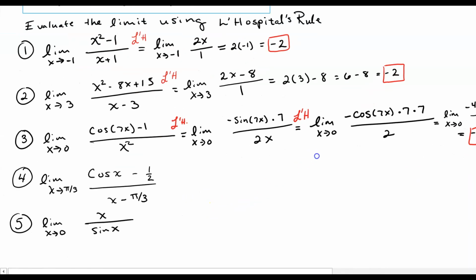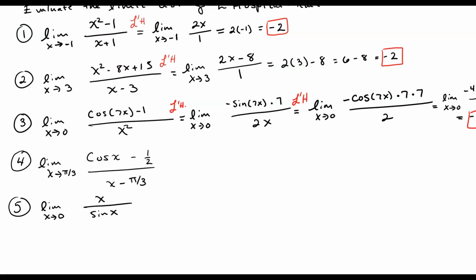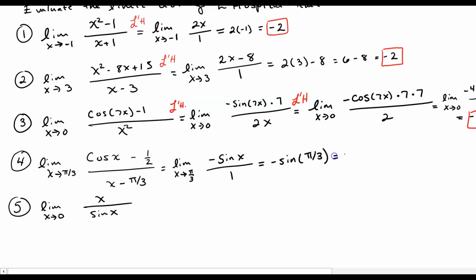Okay? We're going to take a look at the next one, number 4. Cosine of x minus 1/2 over x minus pi over 3. Plugging in the pi over 3 yields an indeterminate form in the denominator. So we're going to get the limit as x approaches pi over 3 of negative the sine of x divided by 1. And so we plug our pi over 3 into the sine. We evaluate negative sine of pi over 3 in this case, and we get a negative square root of 3 over 2.